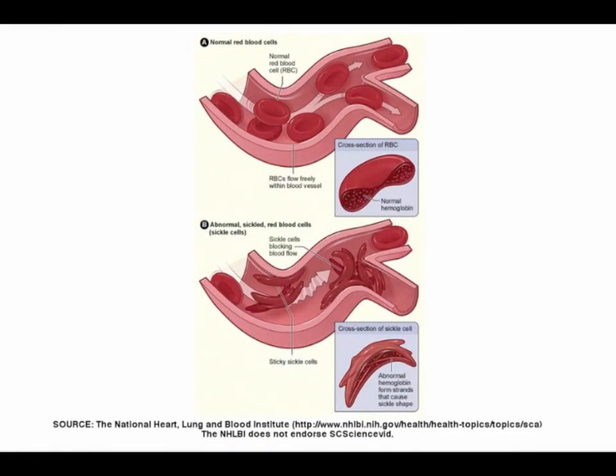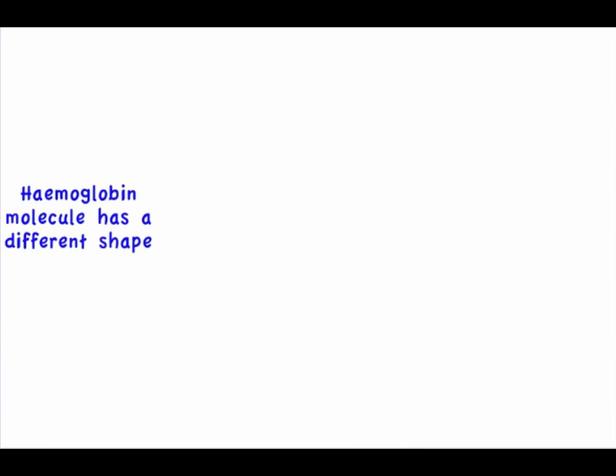Now that sickle shape that results of the red blood cells, you can see here in the diagram, actually can impair blood flow, whereas if you look at the top diagram, the red blood cells are moving quite smoothly. In the bottom diagram they can get stuck. That can result in strokes, in fact, so that's one of the side effects of sickle cell anemia.